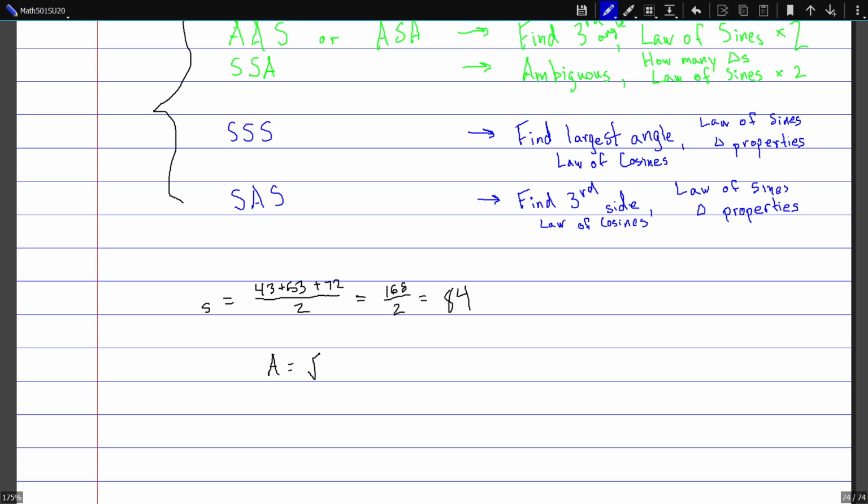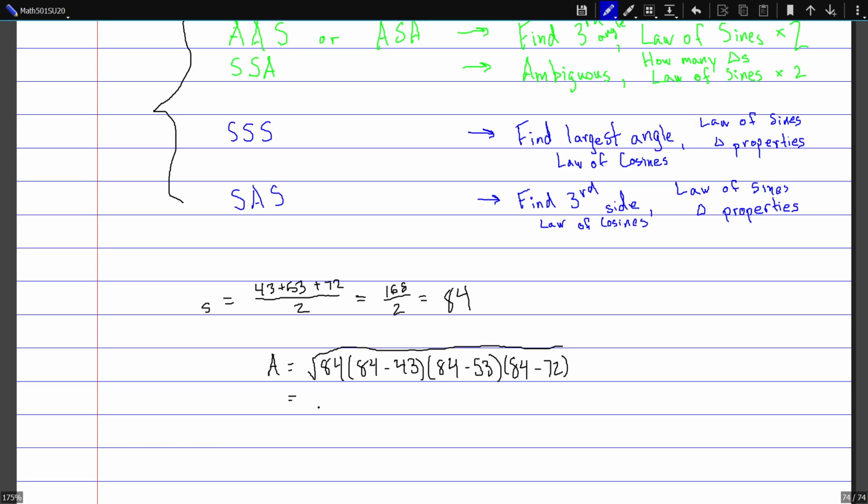Area is the square root of S times S minus A. So we'll go ahead and do this as 84 minus 43, S minus B, 84 minus 53, times S minus C, 84 minus 72.